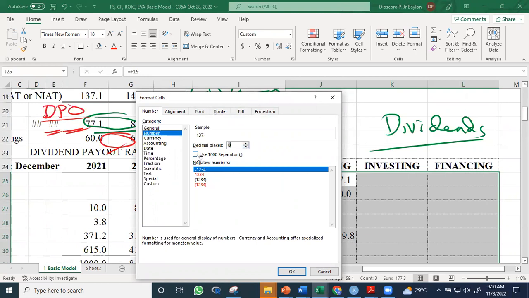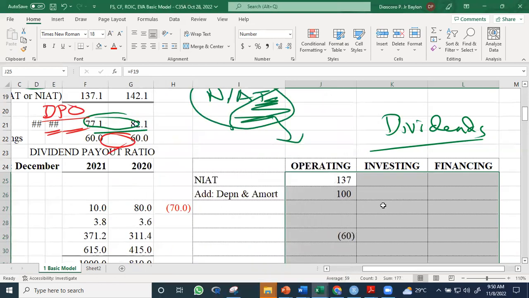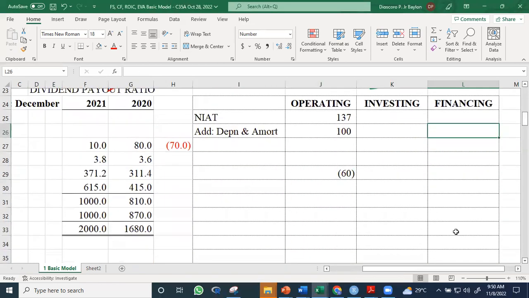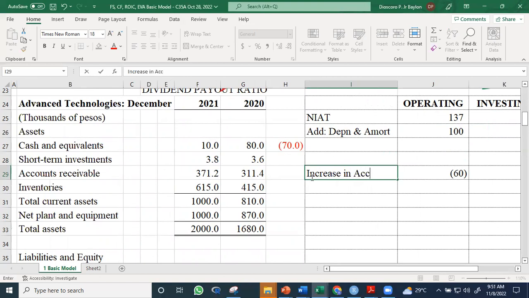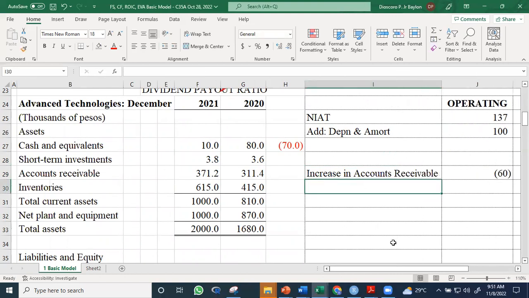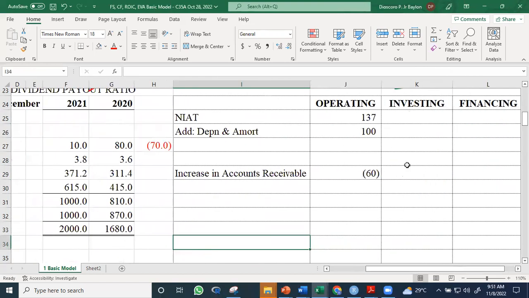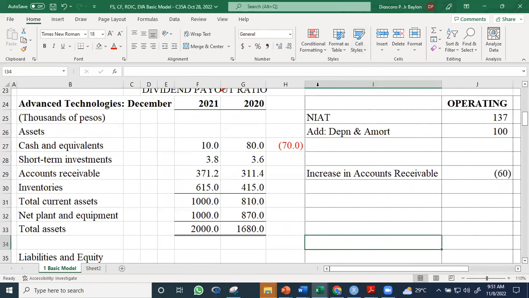Let's not put a decimal place anymore, and let's just use this. Okay, all right. So the increase in accounts receivable will fall under, let's put here, increase in accounts receivable. It falls under operating activities, and it's a source of cash, so it's positive. All right.